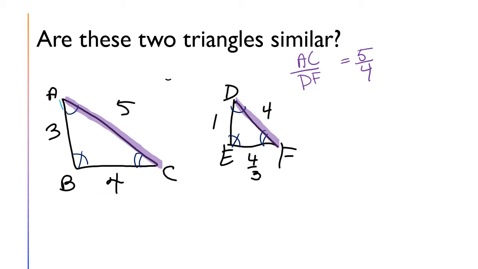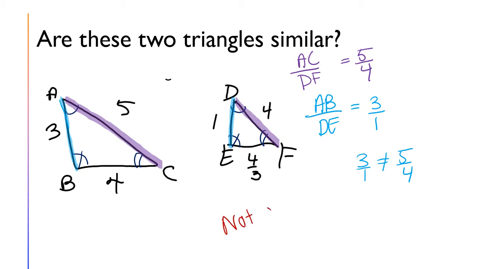Let's look at another pair of corresponding sides. Side AB corresponds to side DE. So if I'm looking at the ratio of side AB to side DE, that gives me 3:1. Now 3:1 is not the same as 5:4. That means these sides are not proportionate, so these triangles are not similar.